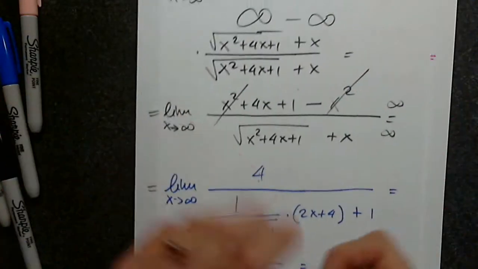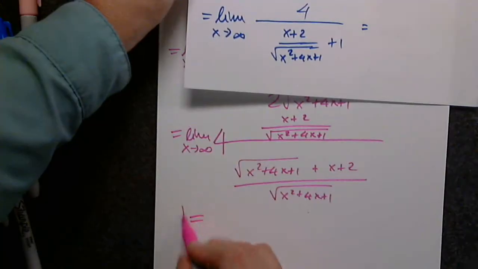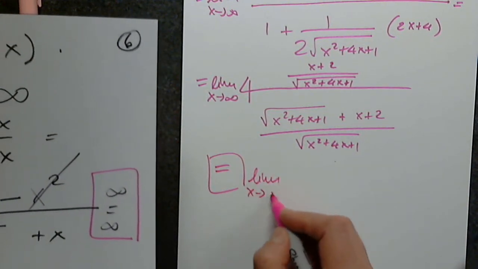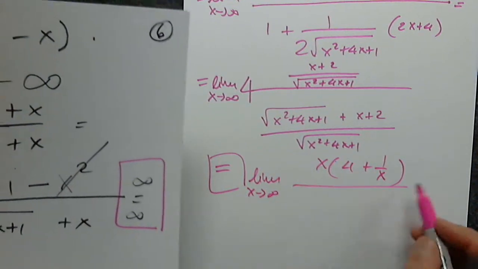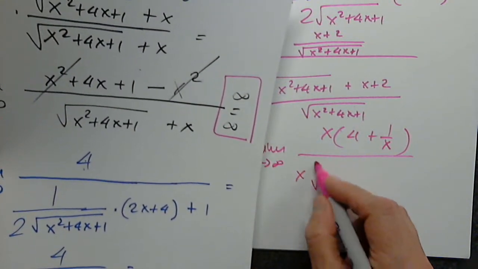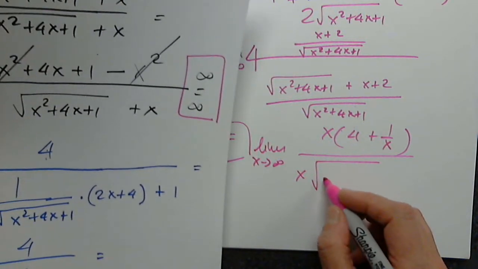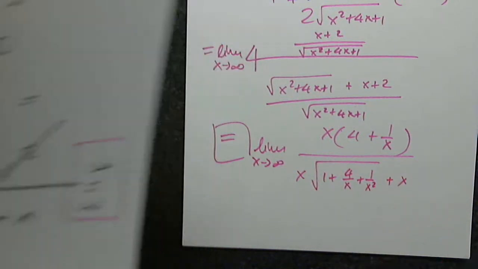So now let's finish it up because we started it. I'm just going to continue from here without L'Hopital's rule. So the numerator, we factor out x, so we have 4 plus 1 over x. And the denominator, we have x outside because it's the absolute value, but it's approaching infinity. So we have 1 plus 4 over x plus 1 over x squared and plus x.